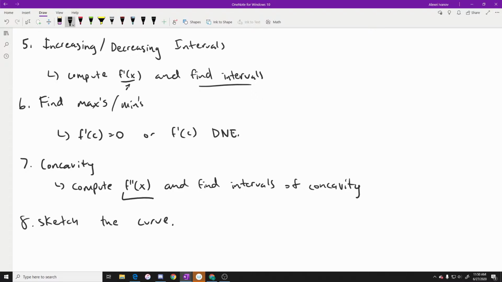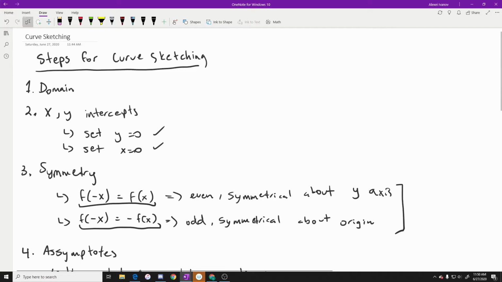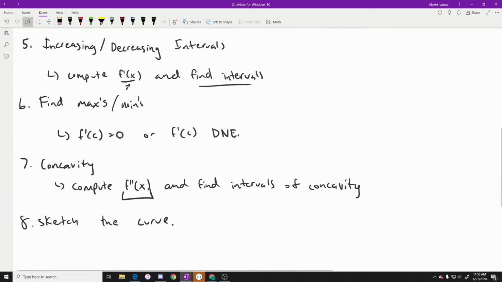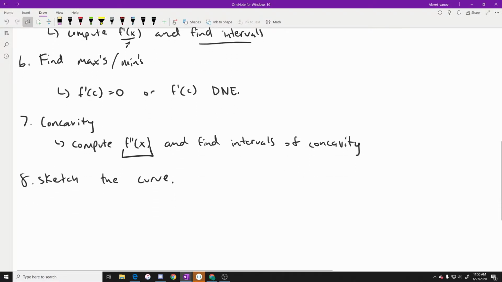We can do that again by computing the second derivative, setting it equal to 0, and then finding the intervals from there. Lastly, once we have all this information, we're going to move on to step 8 and sketch the curve by first drawing out these 7 things that we found out about the function and connecting the dots from there. We'll see how we do that once we go through the example.